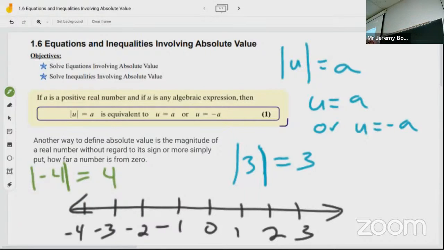What is the distance from the origin? What is the distance from 0? And that'll give you the absolute value. Okay. Any questions on that?